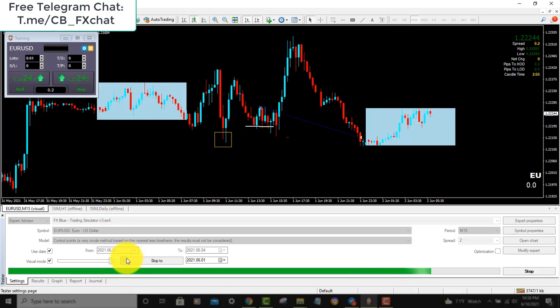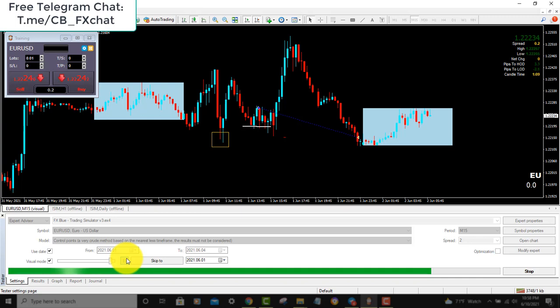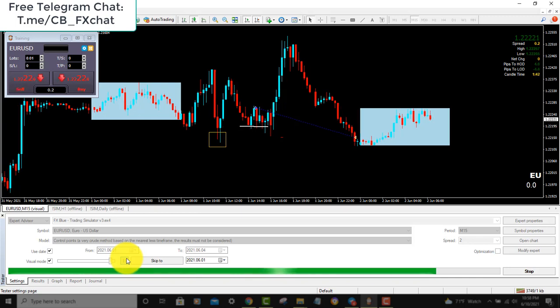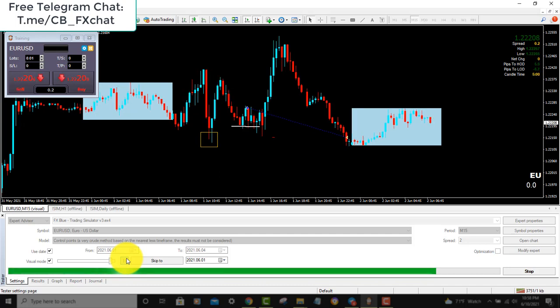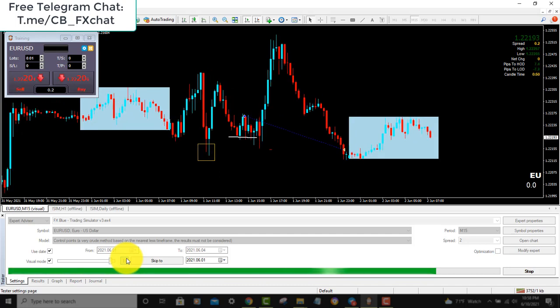All right, Asia session's finishing up. And see that strong retracement. That's why I don't swing like that.